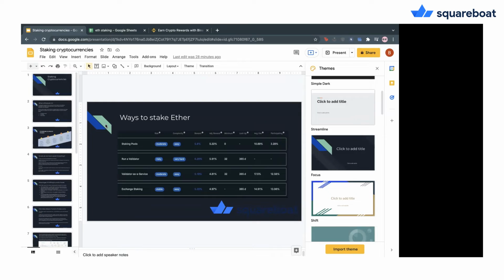So yeah, how is it different from directly investing in Ethereum, and what's the difference between investing and staking? Basic तो difference क्या है?